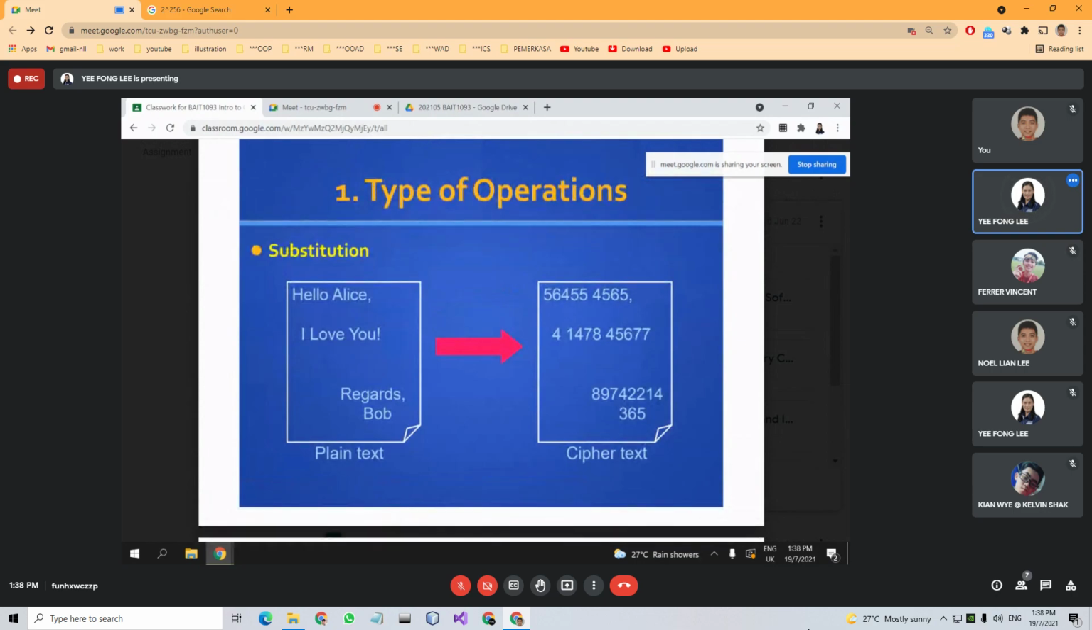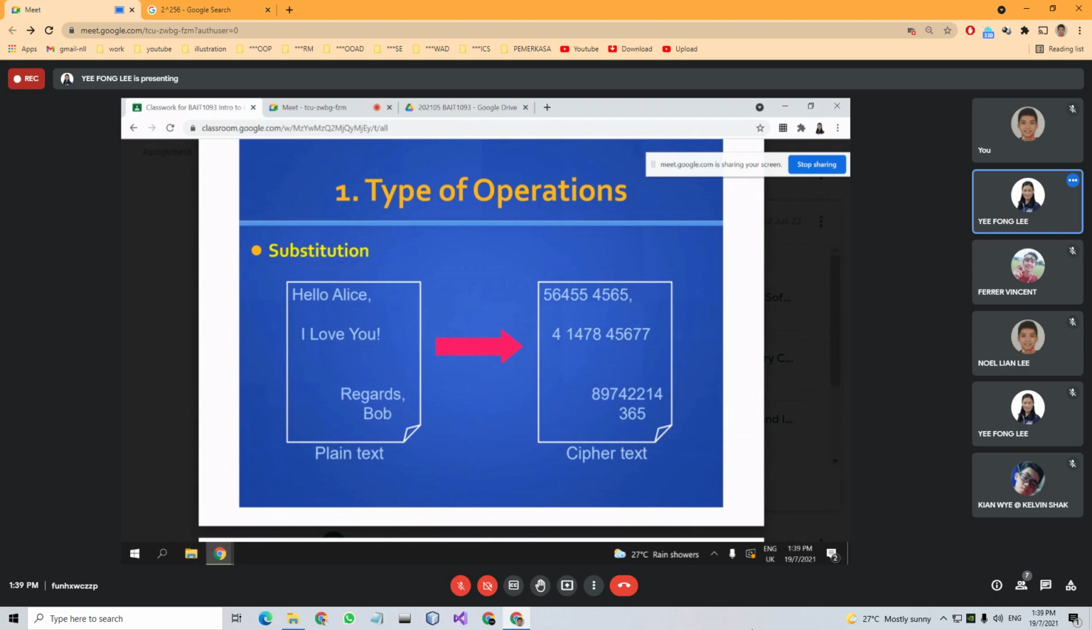Okay, take a look at this slide. I give you 1 minute, go through the slide. Okay, who wants to try to explain this one? Just a simple one. Yeah, just a simple explanation will do.